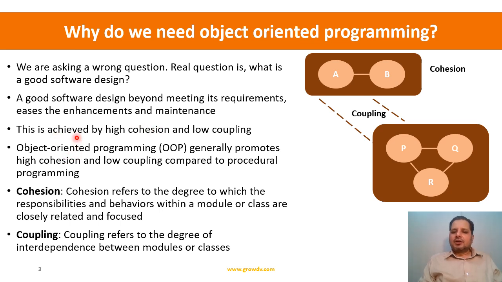And in order to do that, we need a property called high cohesion and low coupling. These two are very important. We will look into what they are. Object-oriented programming generally promotes these two characteristics: it makes the program have high cohesiveness and low coupling compared to procedural programming. And because of that, we want to use object-oriented programming.